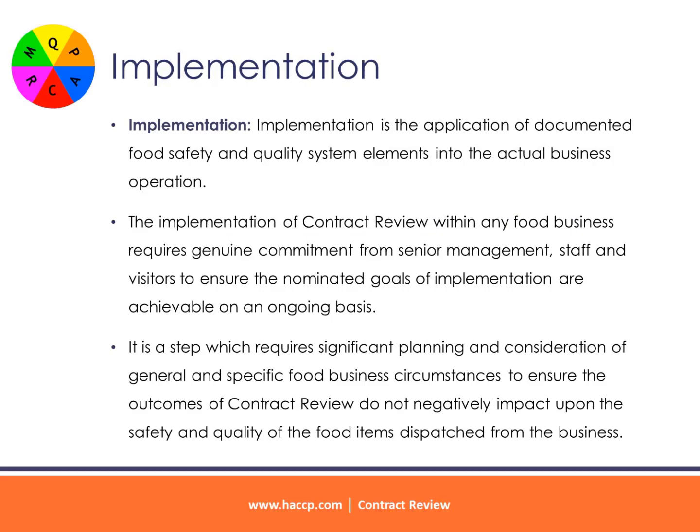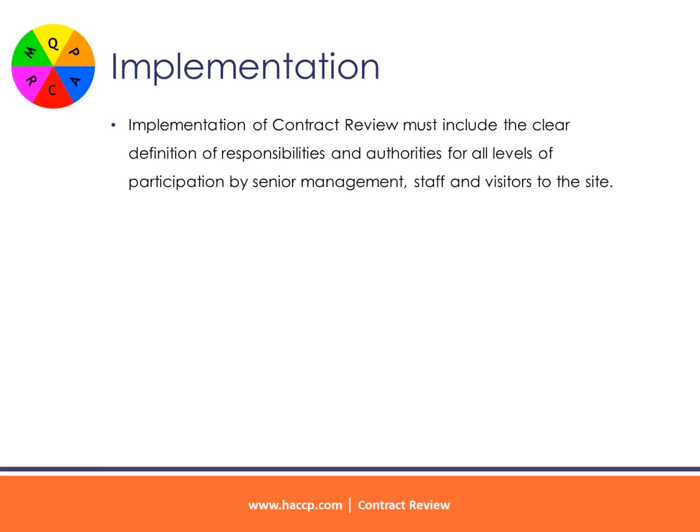Implementation. Implementation is the application of documented food safety and quality system elements into the actual business operation. The implementation of contract review within any food business requires genuine commitment from senior management, staff and visitors to ensure the nominated goals of implementation are achievable on an ongoing basis. It is a step which requires significant planning and consideration of general and specific food business circumstances to ensure the outcomes of contract review do not negatively impact upon the safety and quality of the food items dispatched from the business. Implementation of contract review must include the clear definition of responsibilities and authorities for all levels of participation by senior management, staff and visitors to the site.